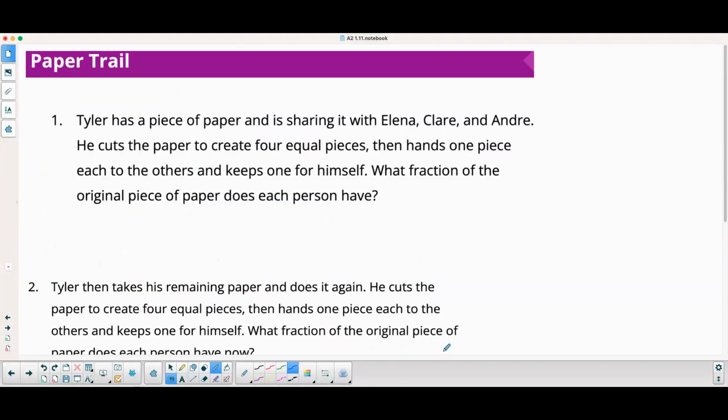All right, so let's look at this. Tyler has a piece of paper and is sharing it with Elena, Claire, and Andre. He cuts the paper to create 4 equal pieces, then hands one piece each to the others and keeps one for himself. What fraction of the original piece of paper does each person have?